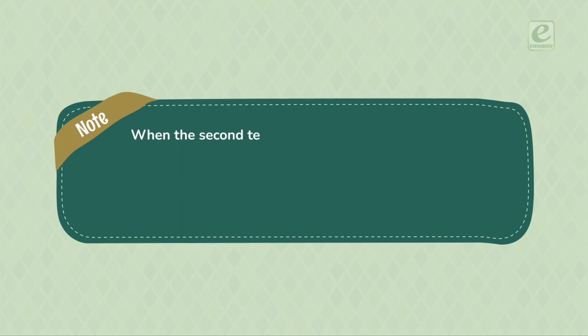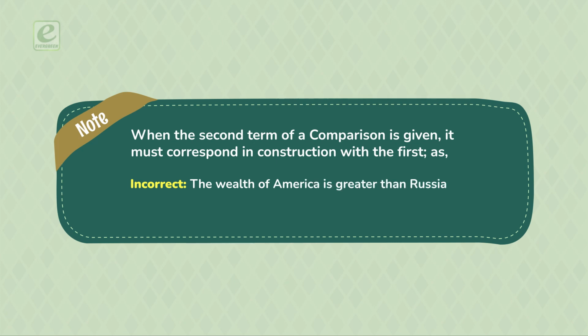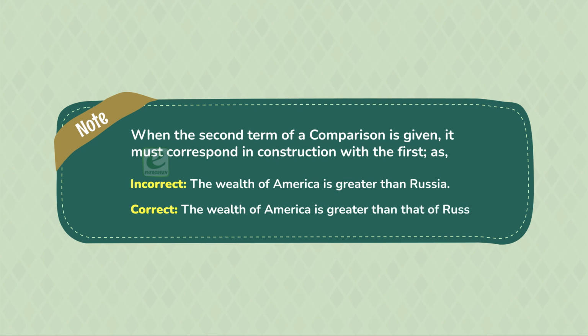When the second term of a comparison is given, it must correspond in construction with the first, as incorrect. The wealth of America is greater than Russia. Correct. The wealth of America is greater than that of Russia.